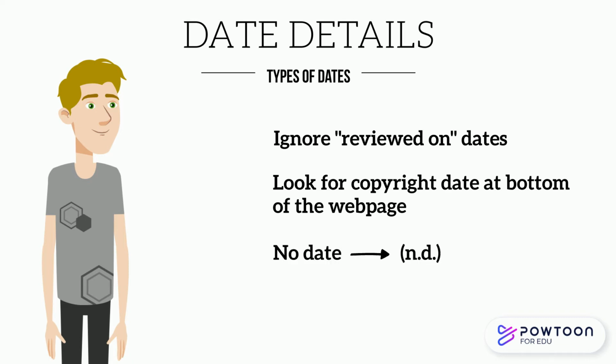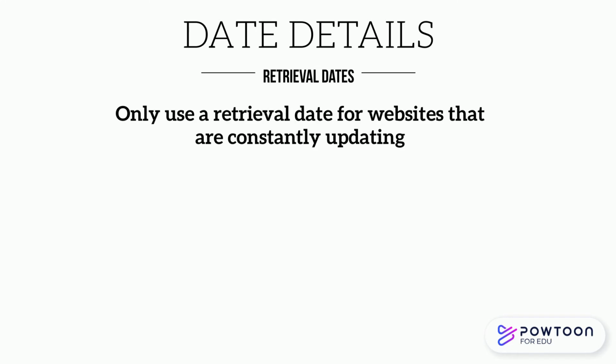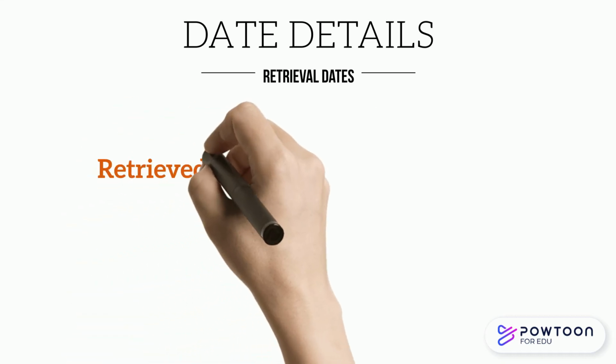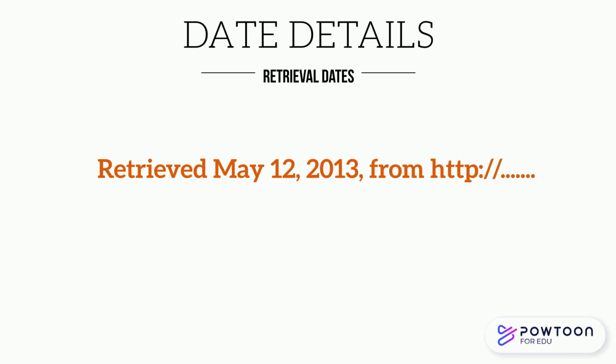for no date. A retrieval date is only necessary for websites that are constantly updating or changing, such as census, CDC, or financial data, or fact sheets. To include this, write retrieved month, day, year, from, then insert the URL.